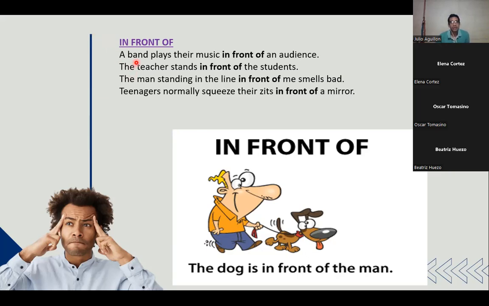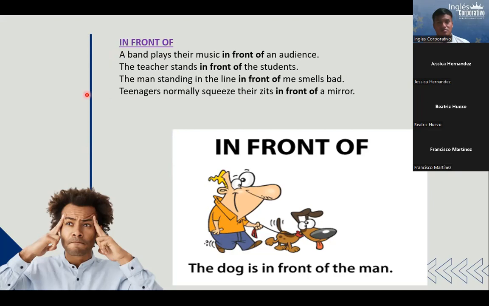All right. So here we have some examples. Aquí tenemos otros ejemplos. We have 4. Can I have a volunteer? Si no hay voluntario, lo vamos a hacer democráticamente. And let's go with Jessica. Then we go with Beatriz. The teacher stands in front of the students. Okay. Thank you, Beatriz. Jessica, number one.